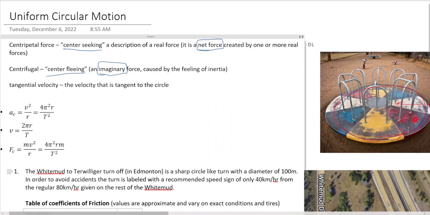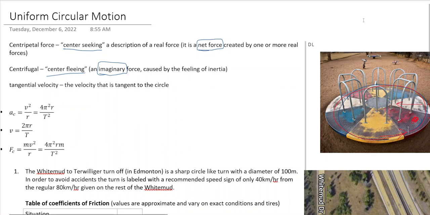So the centrifugal force is a center-fleeing force, but it's not actually real. It's just a feeling caused by inertia. The idea of wanting to keep going in the same direction you've been going the whole time. Okay, the tangential velocity is a velocity that's tangent to the circle. Oh my goodness, I'm using the word in the definition. Okay, here is what that actually means.